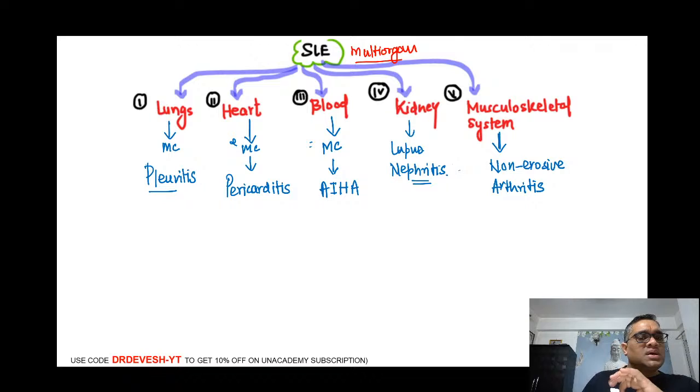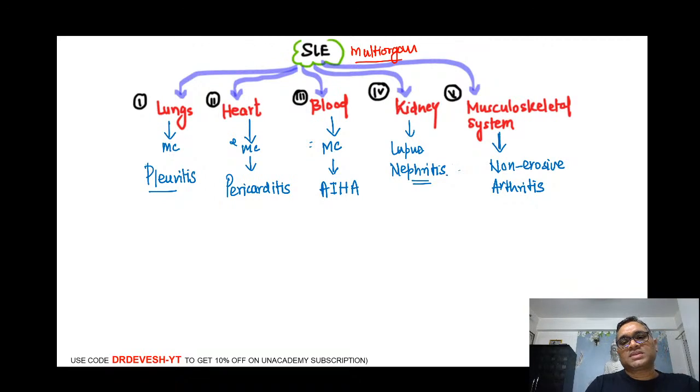Now my question is, out of all these systems, which is the most commonly affected system: hematological system, musculoskeletal system, kidney, or any other organ? Overall in SLE, which system is most commonly affected? Why would the examiner ask this question? Because we often study this in the kidney, so we always feel that kidney is most commonly affected, but it is not like that.